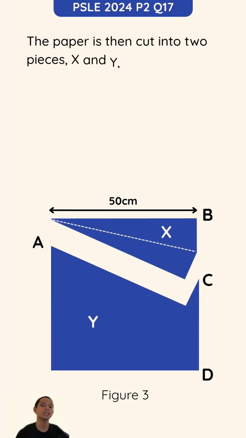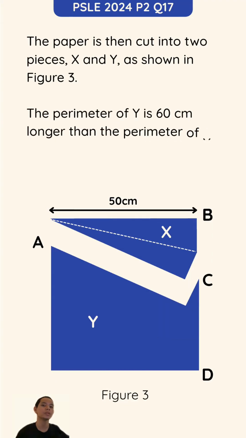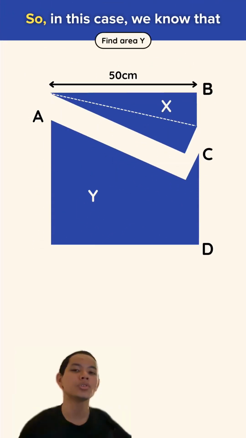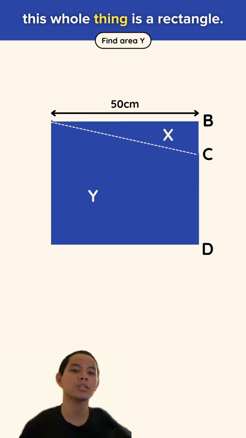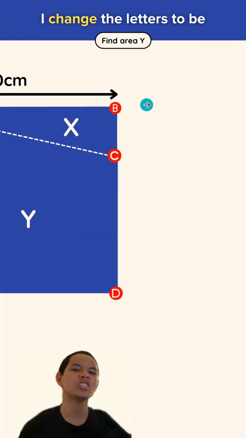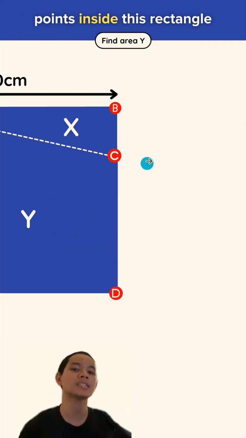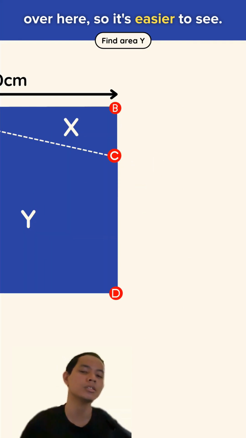The paper is then cut into two pieces, X and Y, as shown in figure 3. The perimeter of Y is 60 centimeters longer than the perimeter of X. Find the area of Y. So in this case, we know that this whole thing is a rectangle. Then if we zoom in, I changed the letters to points inside this rectangle, so it's easier to see.